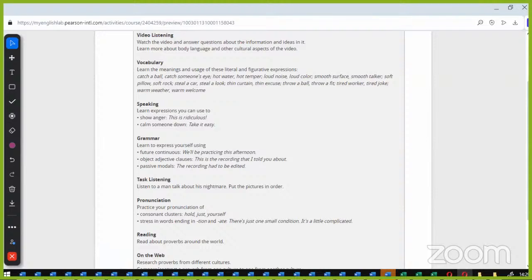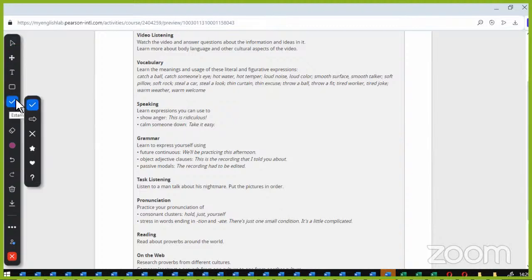Video listening. Watch the video and answer questions about the information and ideas in it. Learn more about body language and other cultural aspects of the video. Vocabulary. Learn the meanings and usage of these literal and figurative expressions. Catch a ball. Catch someone's eye. Hot water. Hot temper. Loud noise. Loud color. A smooth surface. A smooth talker. Soft pillow. Soft rock.